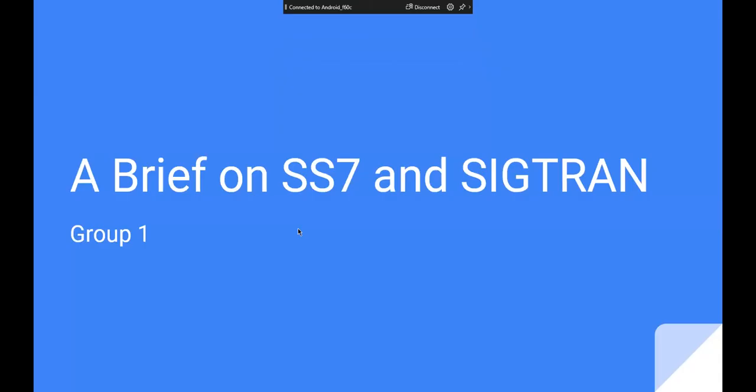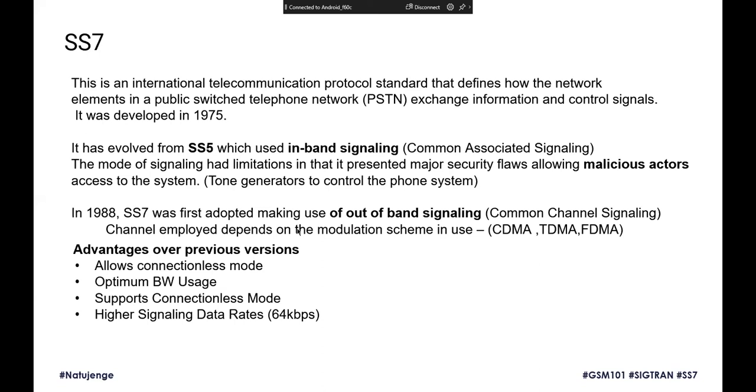Okay, so over the past 1 week, we've been basically focused on demystifying SS7, which is Signaling System Number 7, and the SIGTRAN protocols. So let me start with SS7. I think I can give a small brief history about the evolution of SS7.